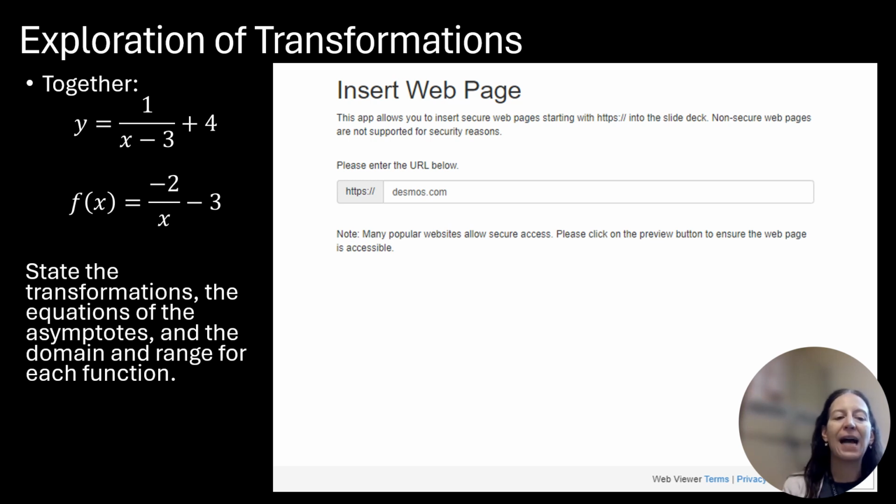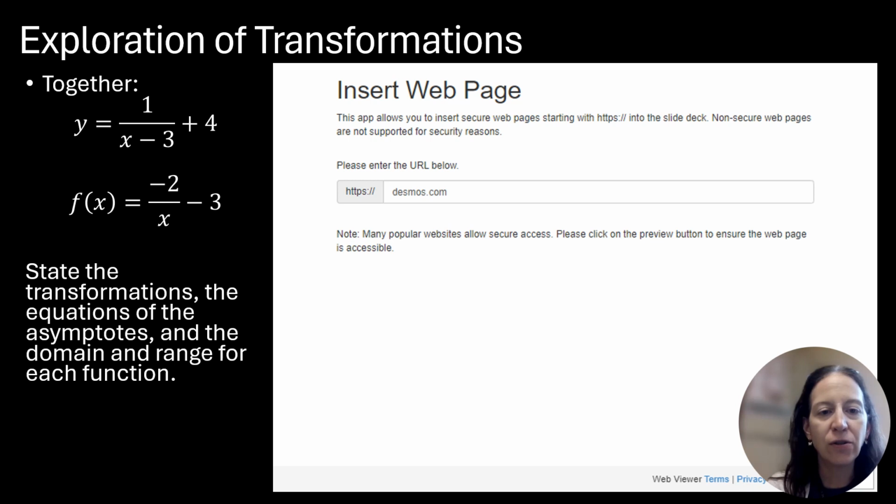Now, it also asks us for the equations of the asymptotes. So I'm going to show you a couple things. There's a couple ways to do this, but I have gone to the right 3. The vertical asymptote will be at x equals 3.